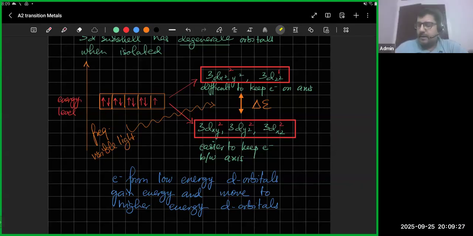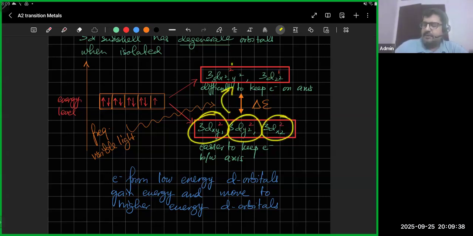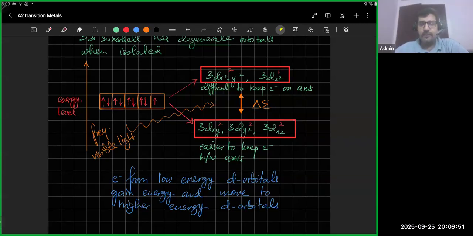Okay, and then I told you that electrons kind of jump around. If there are electrons in the lower energy d-subshell, they might gain energy and jump to the higher energy d-subshell. So it was very vital for colored compounds that the d-subshell has to be incompletely filled. There has to be room over here, otherwise the electrons cannot jump around. If all the d orbitals are full, the electrons cannot move from the lower to the higher one.